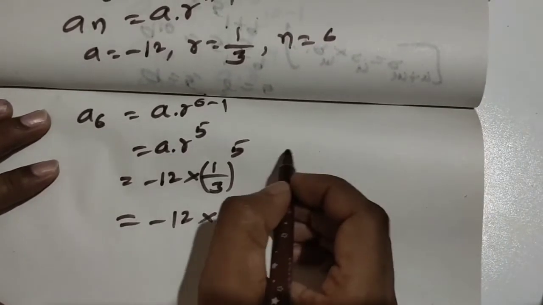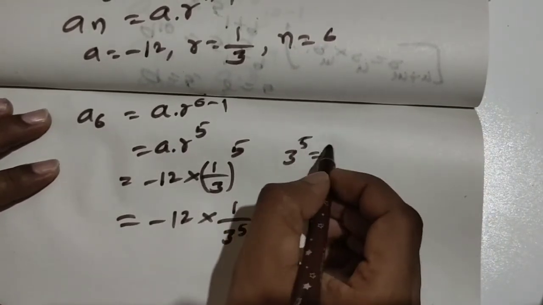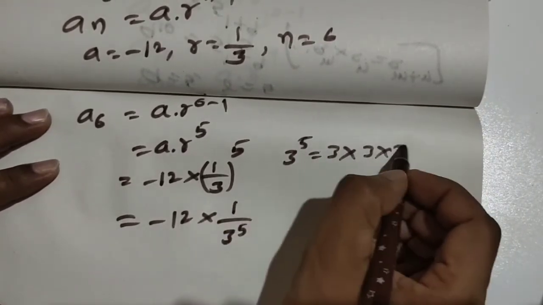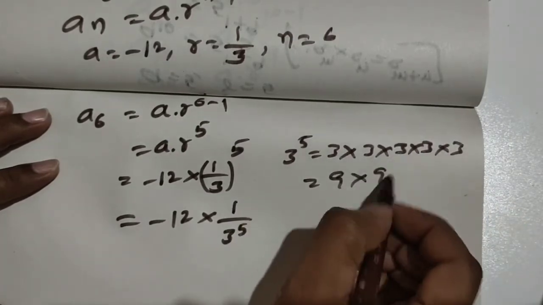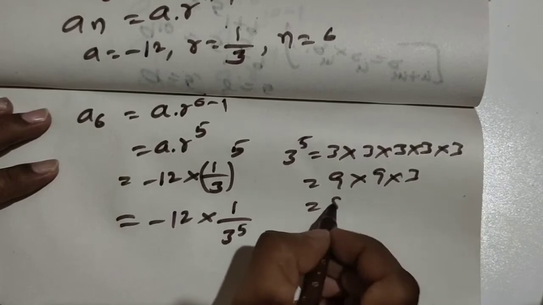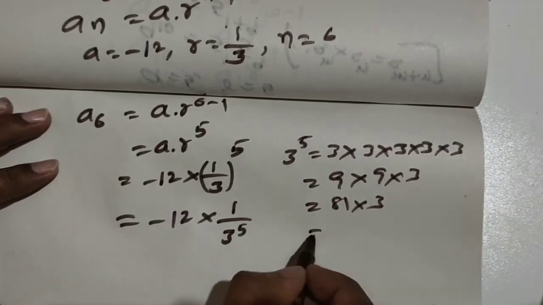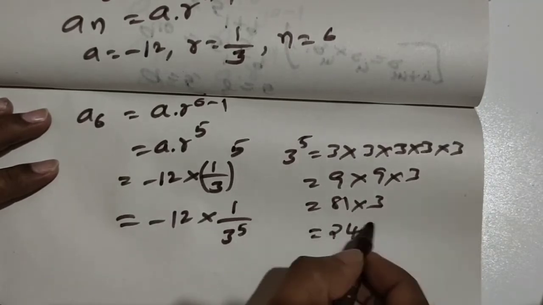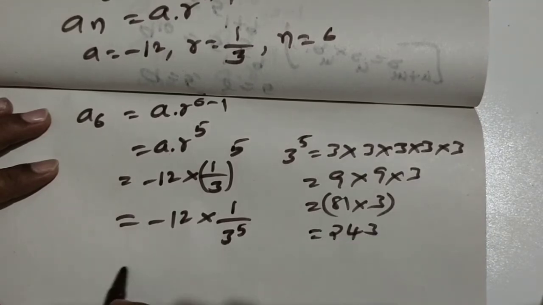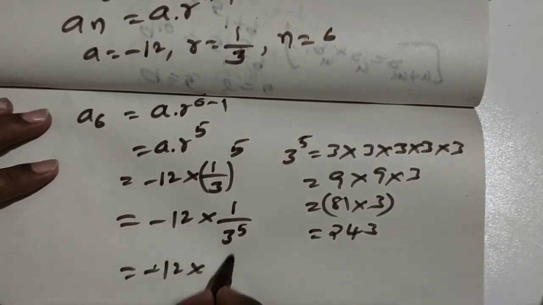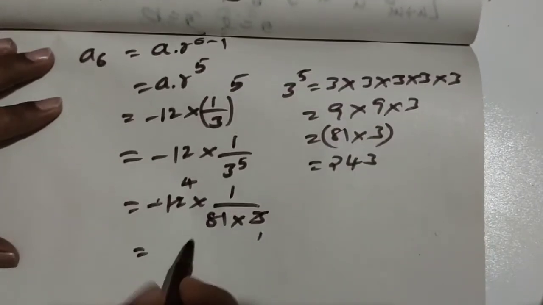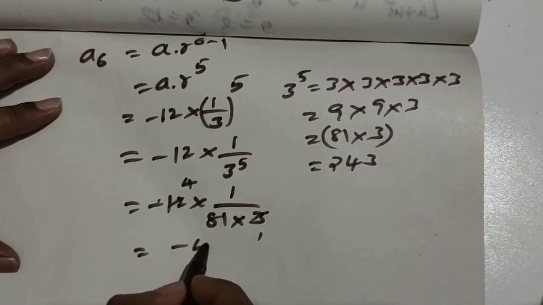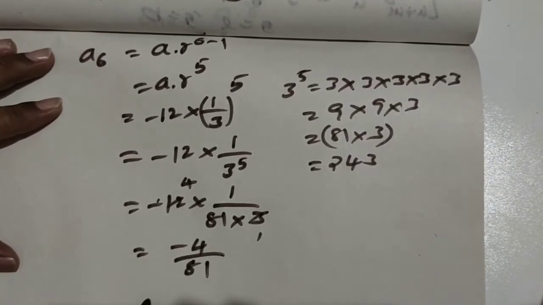Okay, 3 to the power of 5 means how much? We have to write 3 five times. 3 into 3, 3 into 3, 3. Multiply to get 9 into 9 into 3, that is 81 into 3. So we get simply 243. Otherwise you can write it simply as 81 into 3, for simple calculation. So you can cancel: 3 ones are 3, 3 fours are 12. So to get easy cancellation, minus 4 into 1, minus 4 by 81.